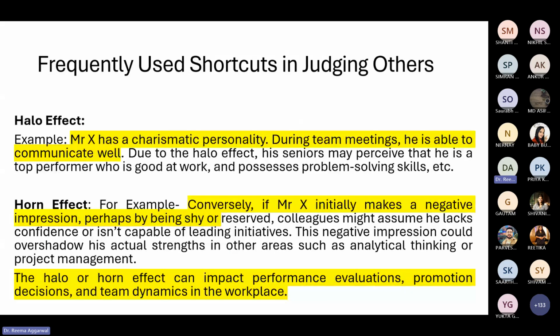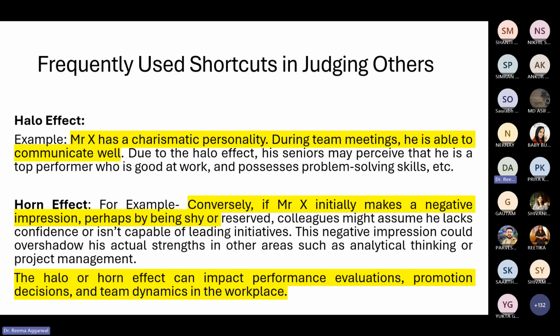Next is halo effect and horn effect. Halo effect basically क्या होता है? When one single good trait about a person influences your perception about the person as a whole. So example, अगर Mr. X की एक charismatic personality है and during team meetings he is able to communicate well, then due to the halo effect, his seniors may perceive that he is a good performer. He possesses problem solving skills. He is good at work, which may be true, which may not be true.